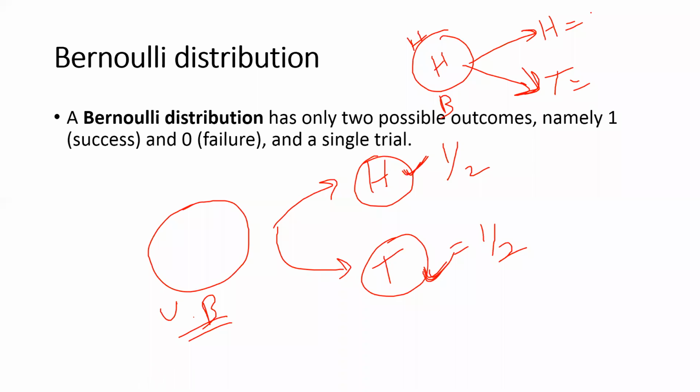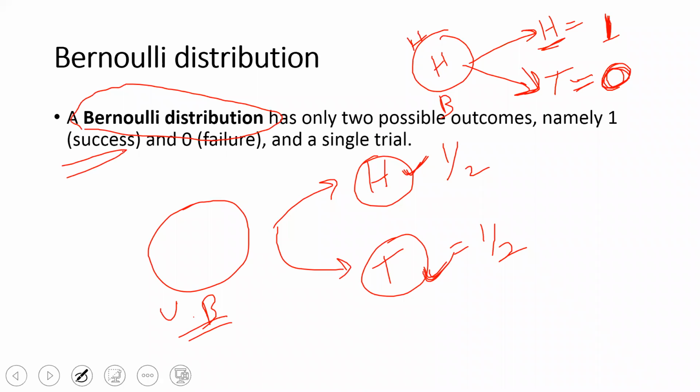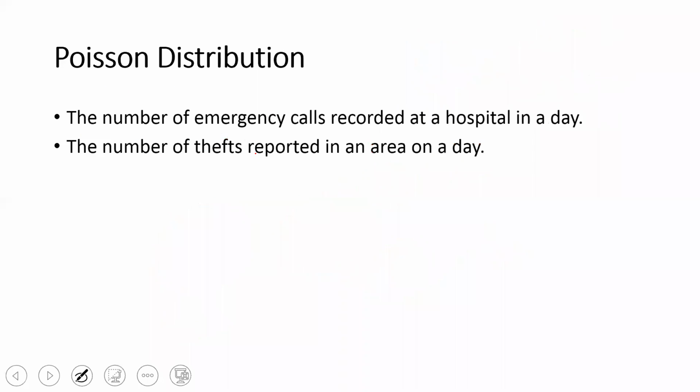The probability of head would be 1, because every time head will come, so the probability of head will be 1 and the probability of tail will be 0. These kinds of distributions are known as Bernoulli distributions, where we have only two outcomes, success or failure. And we also have a Poisson distribution.